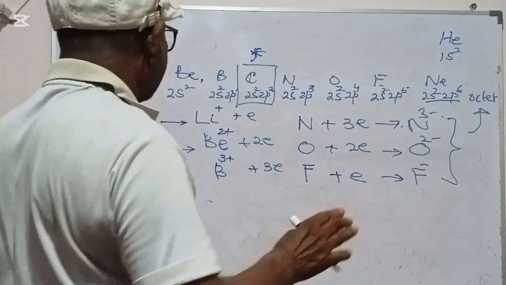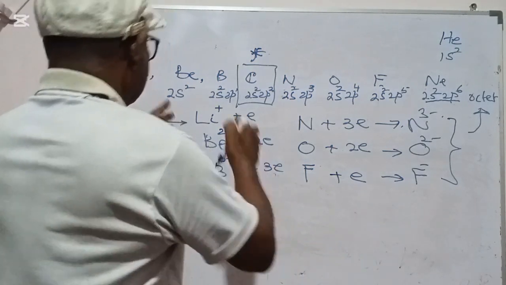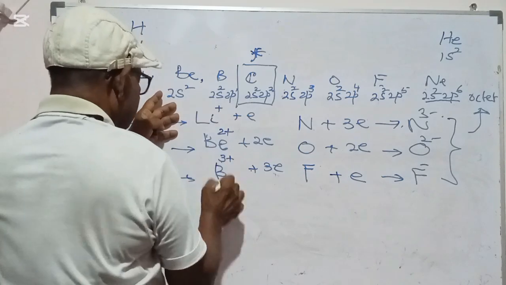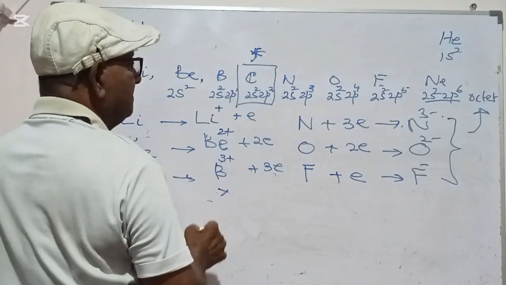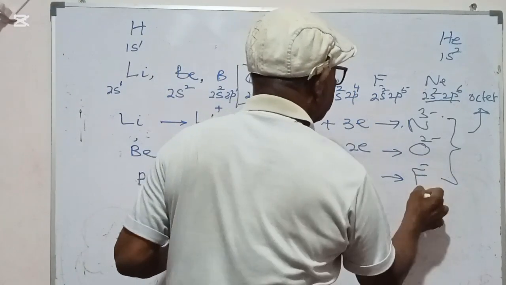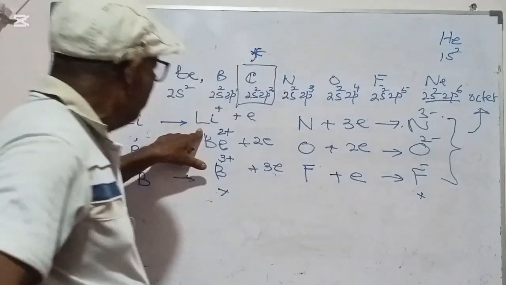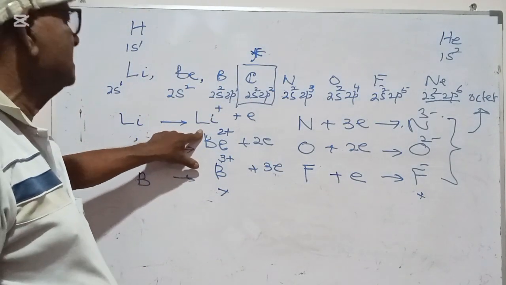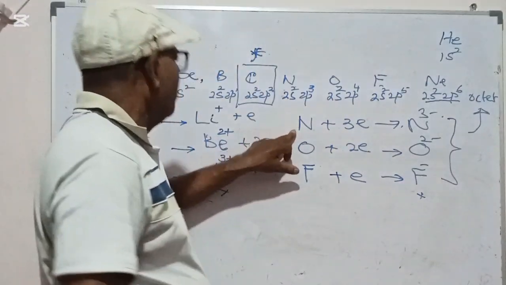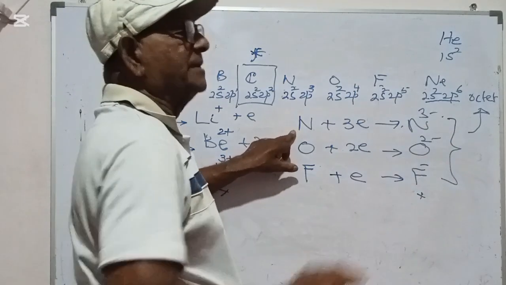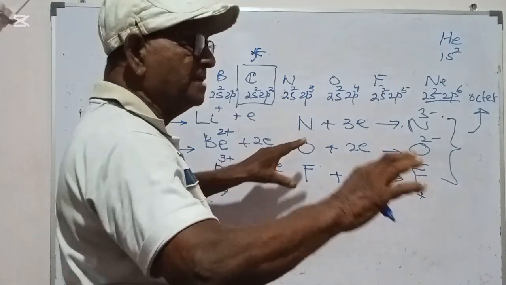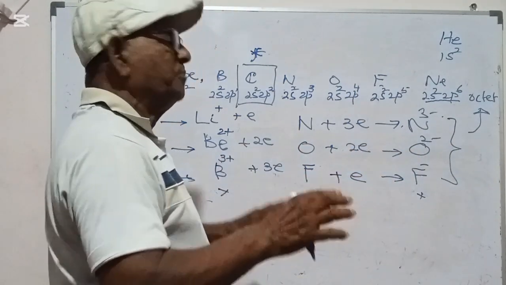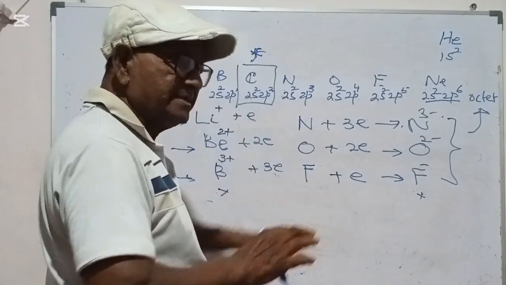Now you are clear that the formation of these positive ions and the formation of these negative ions: they are formed due to the removal of electrons, and they are formed due to the gaining of electrons. This is the method of formation of positive ions and negative ions.